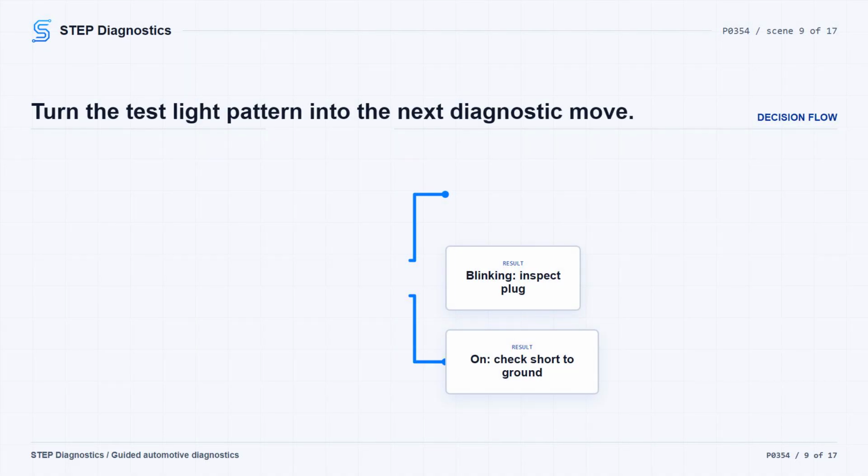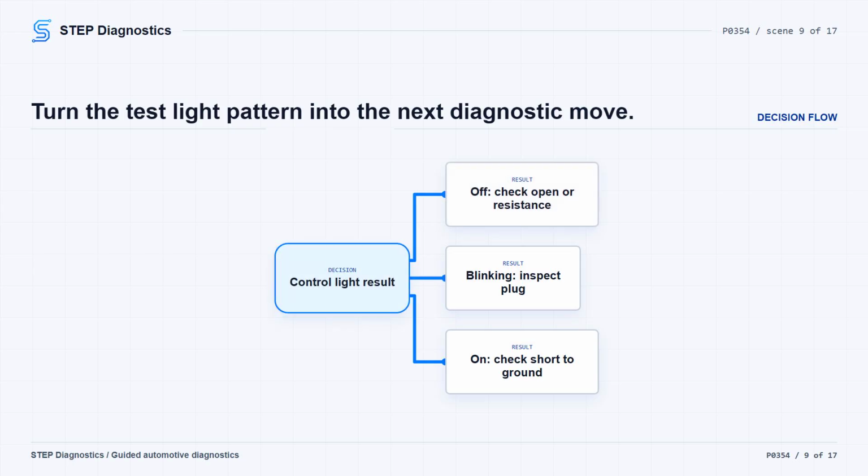If the test light blinks brightly, the control circuit is being pulsed, so continue to the spark plug inspection. If the light stays on constantly, the path goes toward checking the control circuit for a short to ground. If the light stays off constantly, the path goes toward checking the control circuit for an open or high resistance.